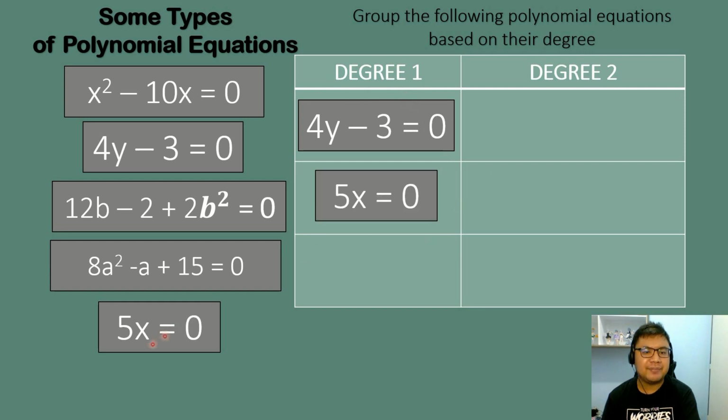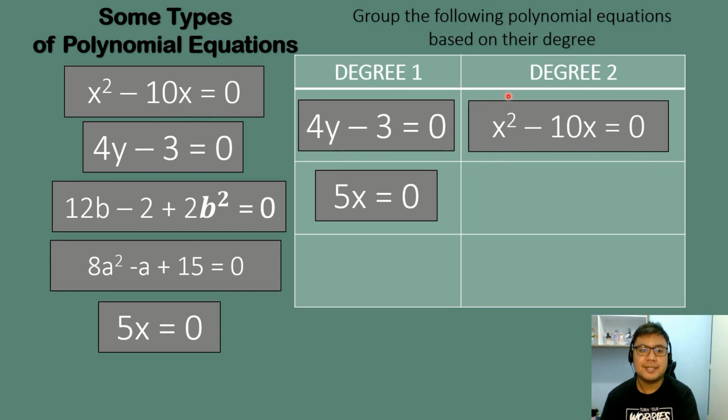And also we have 5x is equal to 0. This is also an example of a polynomial which has a degree of 1. And then for the degree of 2, we have x squared minus 10x, because the term with the highest exponent is x squared and the exponent of x squared is equal to 2.